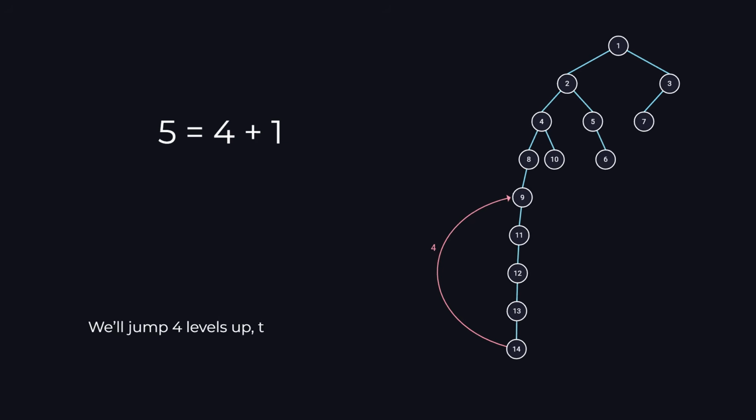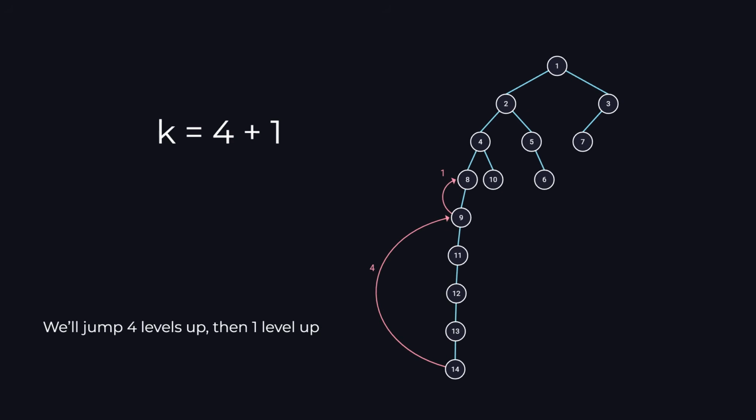How? Let's say you want to find the 5th ancestor of this node. Let's write 5 in binary, which is 1, 0, 1. This means 5 is equal to 1 times 4 plus 0 times 2 plus 1 times 1, or basically 5 is equal to 4 plus 1. So this tells us that we first need to jump 4 levels up and then 1 level up.